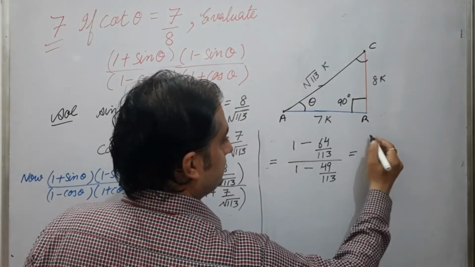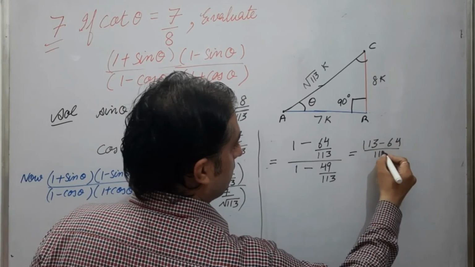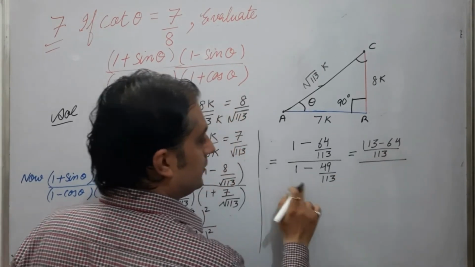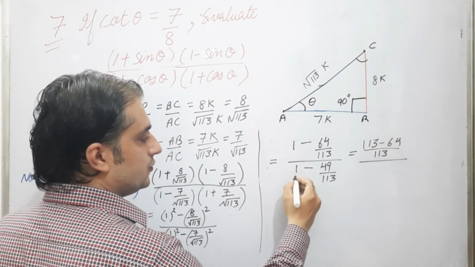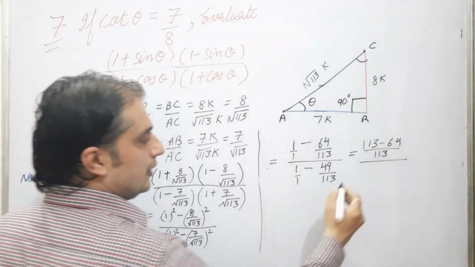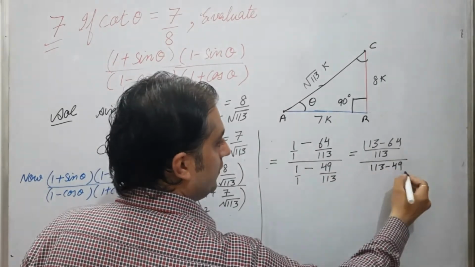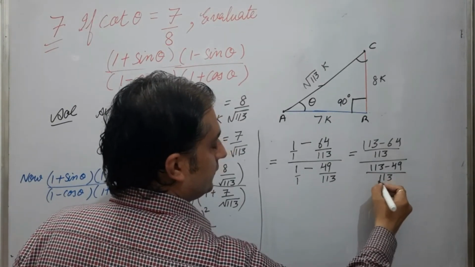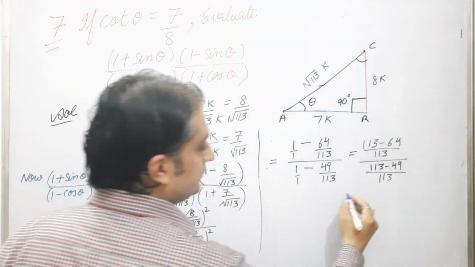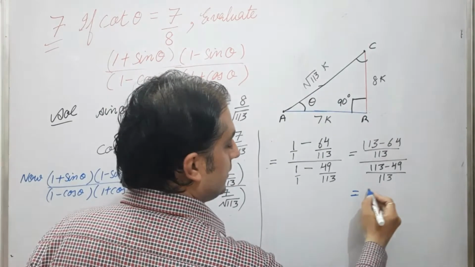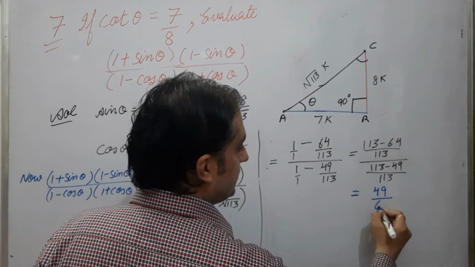right over here, (13 minus 64) upon 13, divided by, similarly take the LCM of this numerator. You can write this as 1 and take the LCM of 1 and 13, solve it. 13 minus 49 over 13. So 13 cancels out with 13. The rest is 13 minus 64, that is 49, upon 13 minus 49, that is 64.